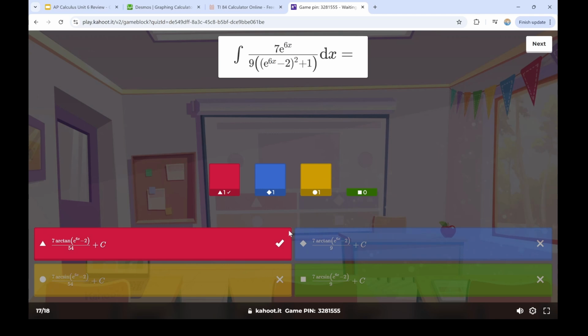So this also involves some chain rule. So please don't forget the chain rule. We are still doing the chain rule in integrals too.